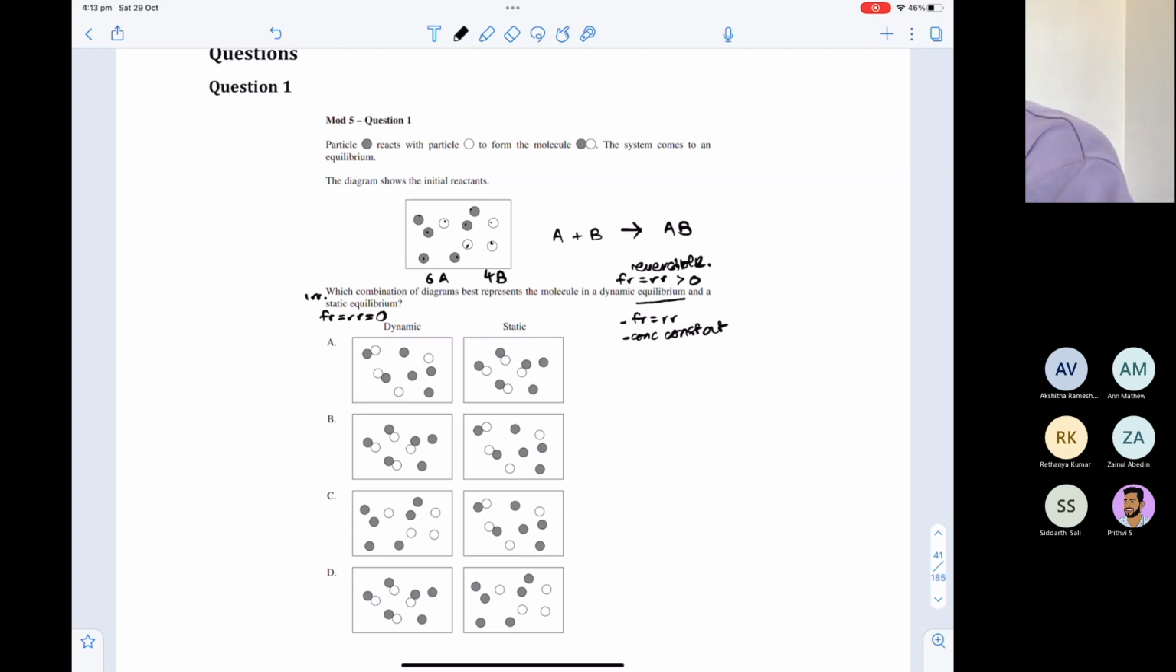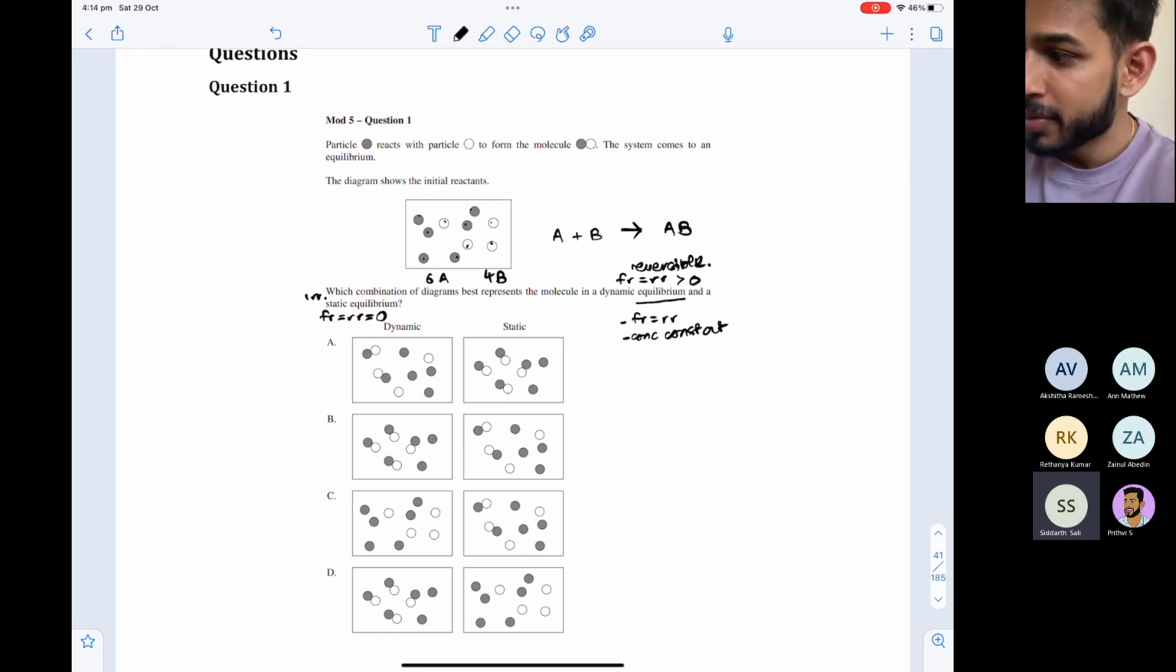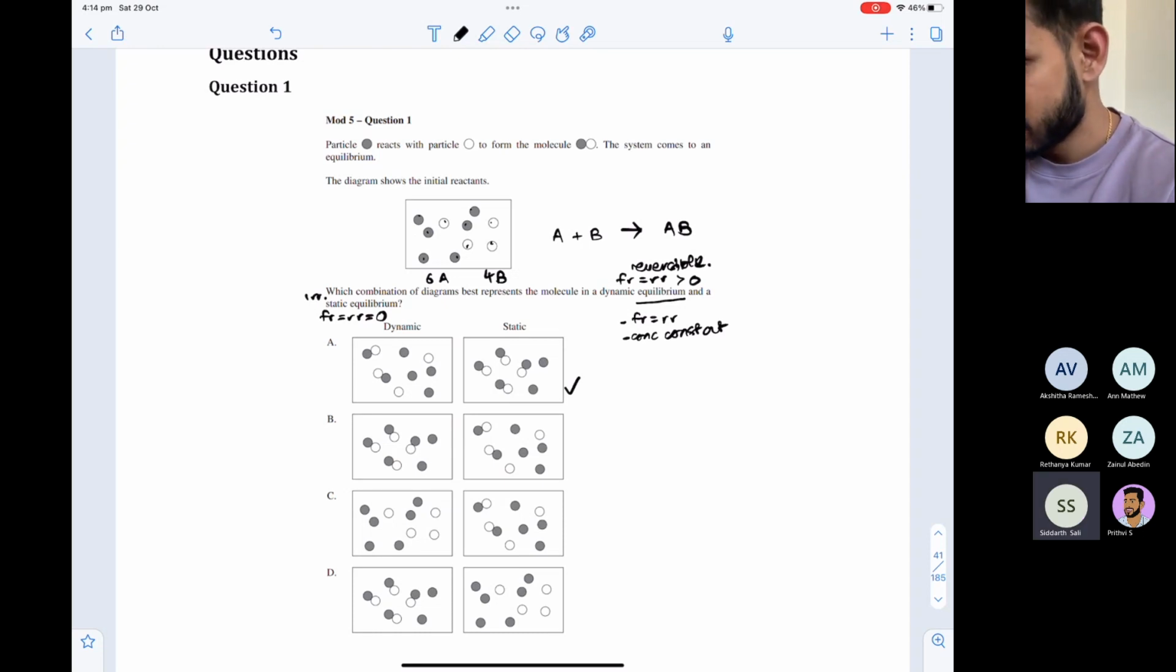Sid, what do you think about A? It's good, but it's bad. I think A is good because with the static diagram, you can see the black circle, there's two lone ones, and there's no white ones on its own, which means that the white one was the limiting reagent, so it's gone through completion. And with the dynamic one, you see there's both the reactants and products, which means that the reaction is still undergoing and it's reached some sort of equilibrium.